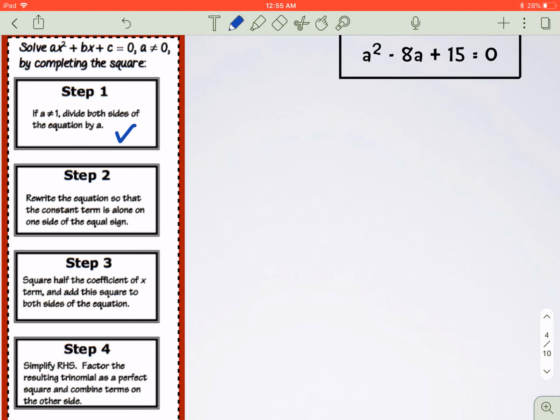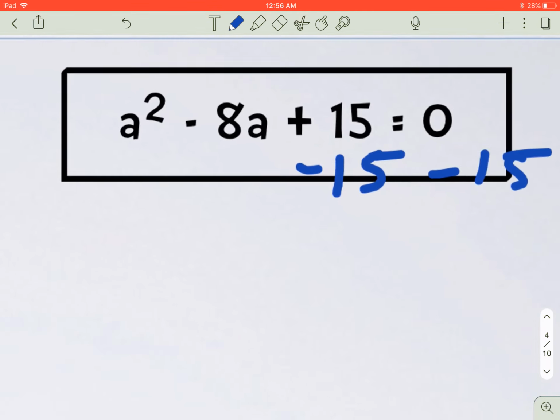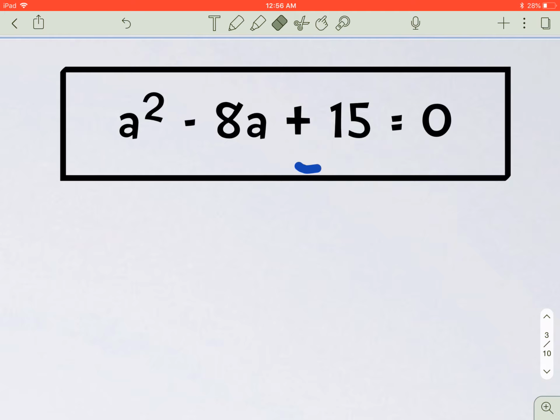Sorry, I had a hair on my screen. My constant term is my plus 15. That is not by itself on one side, so I need to get rid of it. So I would do that by subtracting 15 and subtracting 15. Zoom in so I can write a little bit neater. Subtract 15 and subtract 15.